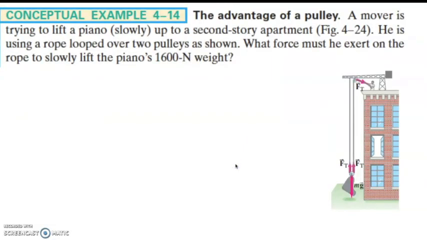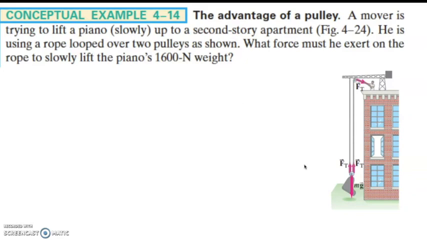The advantage of a pulley. A mover is trying to lift the piano up to a second-story apartment. In this picture here, there's the pulley, and there's the piano. I don't know if that's the best way to do it, but that's the way this guy's doing it. What force must he exert on the rope to slowly lift the piano's 1,600 newton weight?